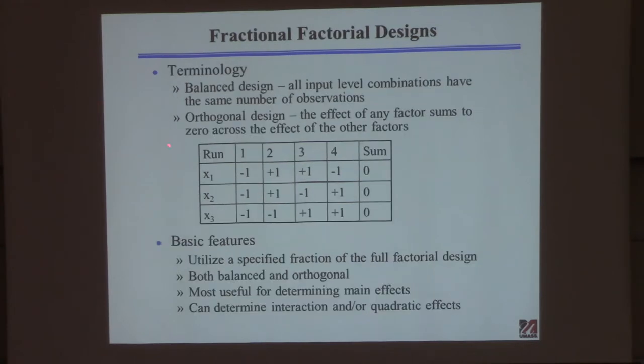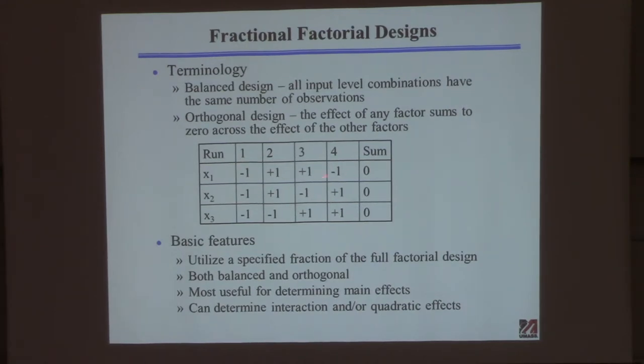But what actually is more important than that is this idea of the design being orthogonal. It's easy to show in this table, but the words are this: the effect of any factor sums to zero across the effect of the other factors. People are like, what the hell does that mean? Okay, here's what it means. Let's say you've done a design like this. You've done these four experiments. What you notice is that X1 is at its low value twice and its high value twice. That means it's orthogonal. Okay. Same thing with X2 and X3.